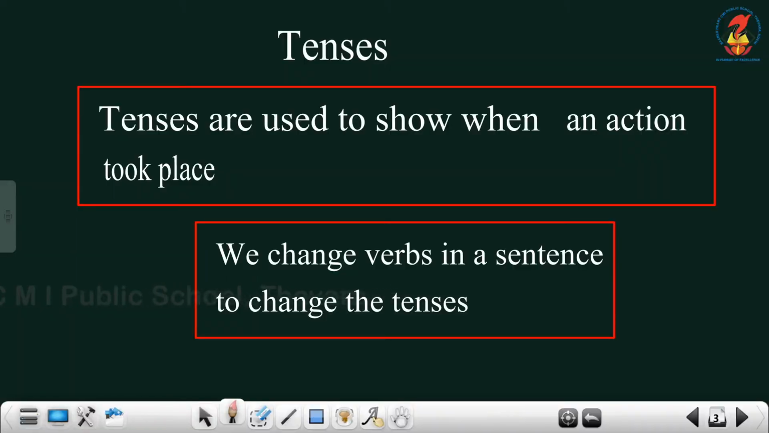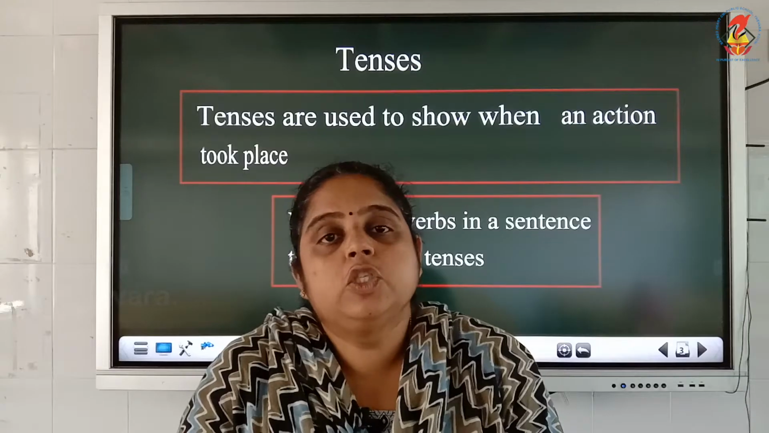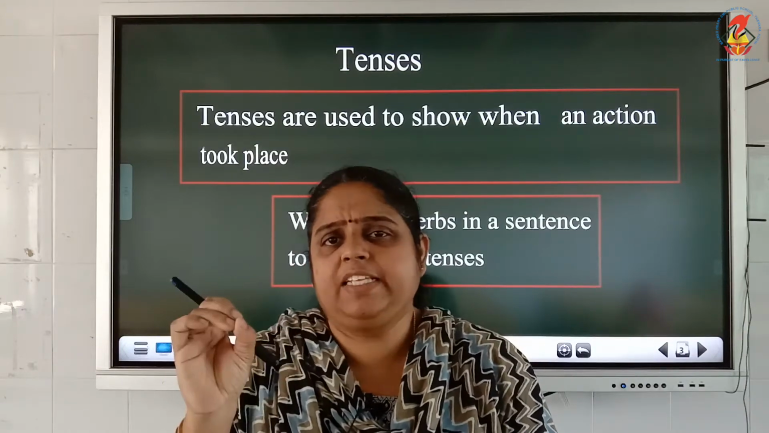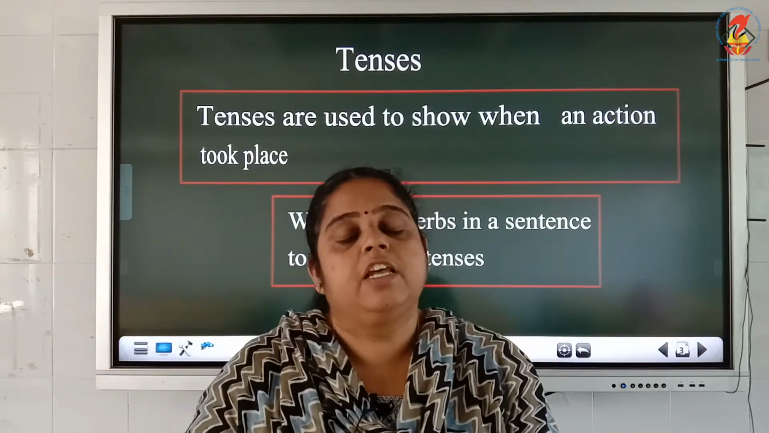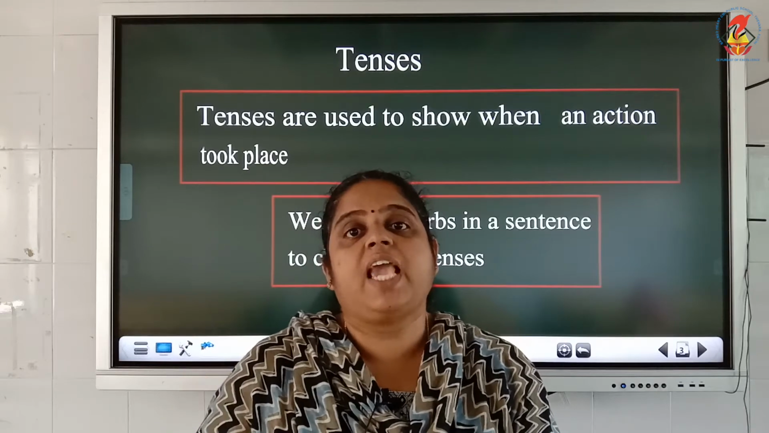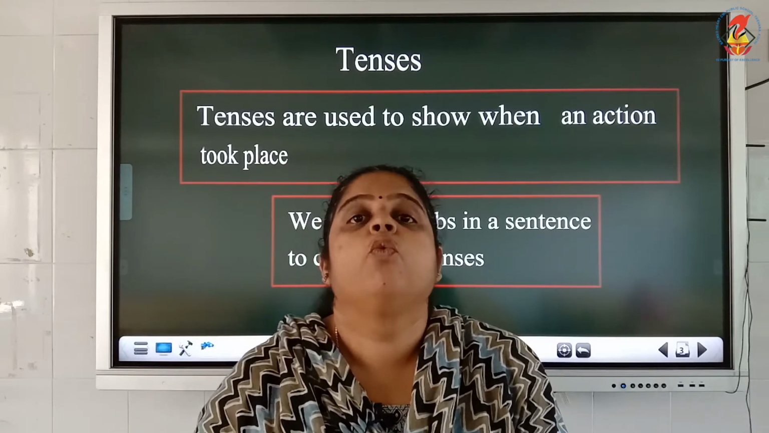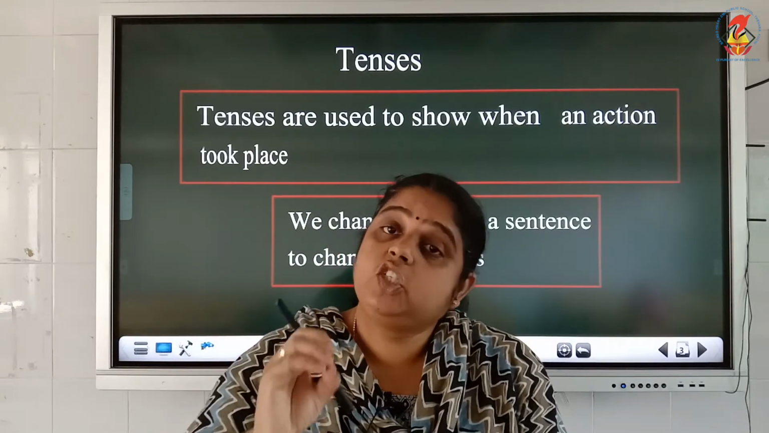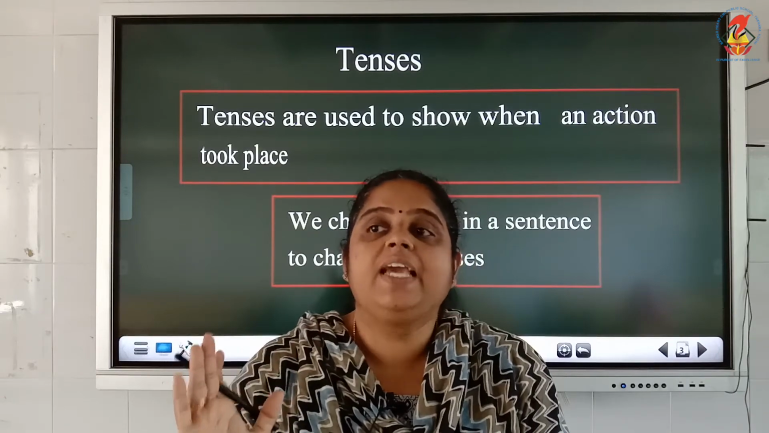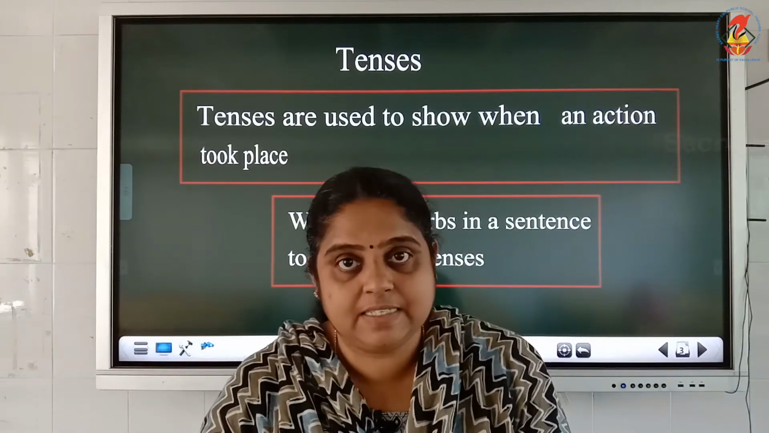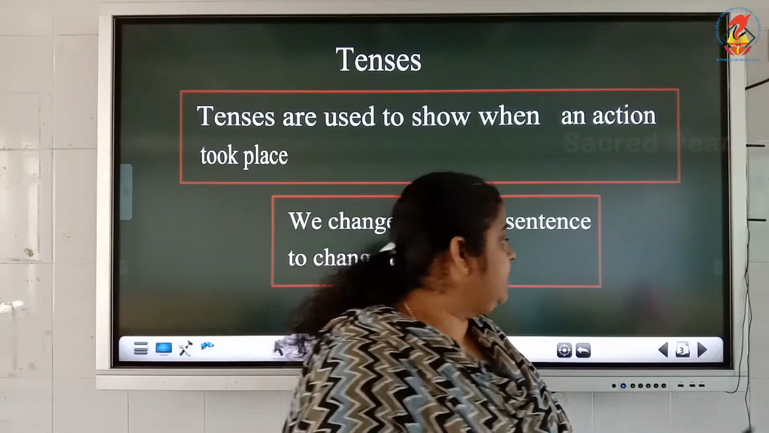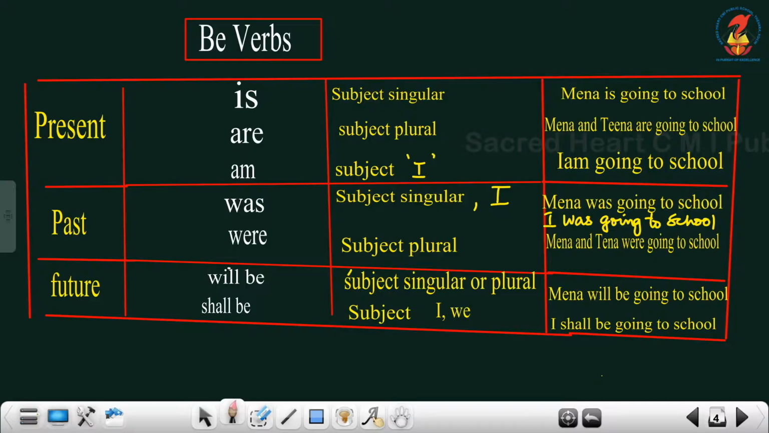And we change the verbs. Just before this lesson, we studied verbs. So in a sentence, we can't change anything else. The only thing that we can change in a sentence is the verb. So we change the verbs to make different tenses. Okay, now we will see tenses one by one.